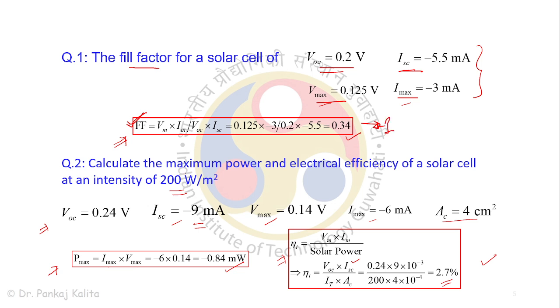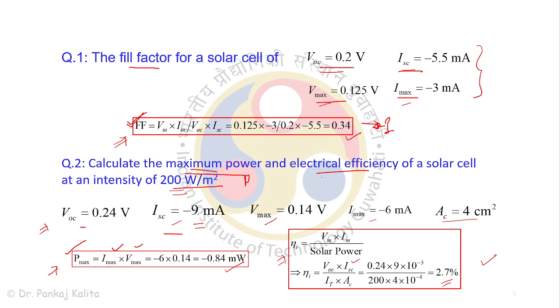Now calculate the maximum power and the electrical efficiency of a solar cell at an intensity of 200 watt per meter square, where VOC, ISC, Vmax, Imax, AC are all given. So basically maximum power is asked first. Maximum power is Pmax equal to V into I, that we know. We know the Vmax value, we know the Imax value, you can calculate the Pmax value, right?